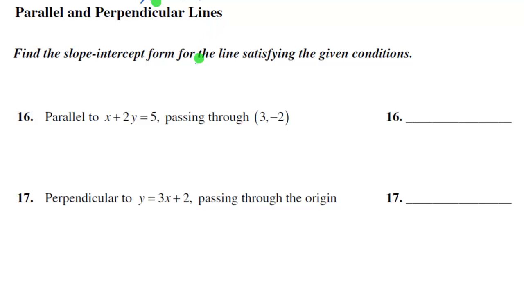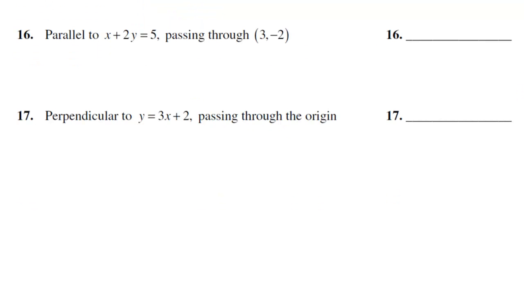Okay, now we're going to talk about parallel and perpendicular lines. Do a couple of problems. It says here, find the slope-intercept form for the line satisfying the given conditions. We're looking for a line that's parallel to x plus 2y equals 5, and that passes through (3, -2). So the fact that you know that it's parallel to x plus 2y equals 5 means that they have equal slopes. So let's put this first line in slope-intercept form so that we can find the slope.